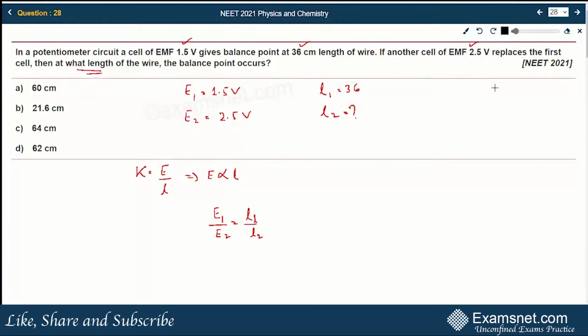So here E1 is 1.5 volt. E2 is 2.5 volt. L1 is 36 and L2 is unknown. So L2 will be equal to 36 divided by 1.5 into 2.5. Okay, so here we'll get 60 centimeter as answer. So option A will be the correct answer here.